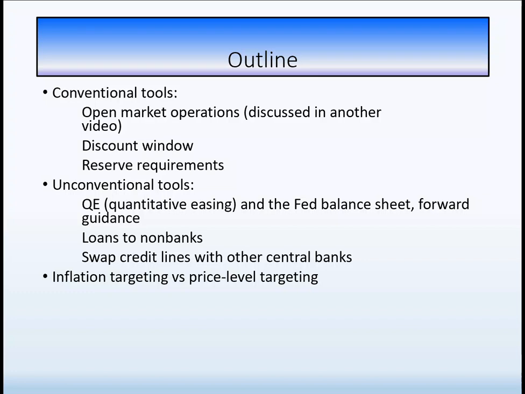Okay, so let's look at an outline for the video. First, we'll cover conventional tools that the Fed uses to manage the economy. We'll look at the discount window and we'll look at reserve requirements. Absent from this video is a discussion of open market operations, which is covered in another video. These are tools created by the Federal Reserve and implemented since the Great Recession. We'll look at quantitative easing and the effects on the Fed's balance sheet and forward guidance. We'll look at loans to non-banks. We'll talk about swap credit lines with other central banks. Then we'll move on and talk about inflation targeting versus price level targeting.